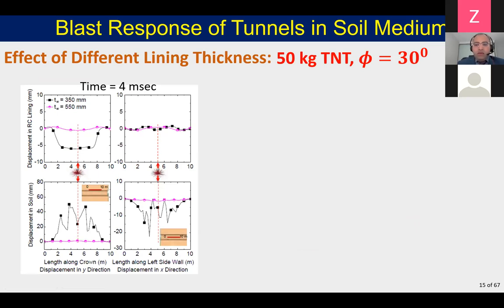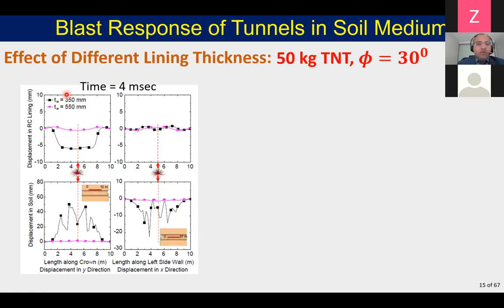Now we highlight the importance of different lining thickness, which we tried to evaluate based on our finite element simulations. So you are having two different lining thicknesses, and then this is the response. We tried to extract the response at the crown and the sidewall. The crown is at the top, and the sidewall could be the left sidewall or the right sidewall. And then this is the central location of the blast, which is at around 5 meters.